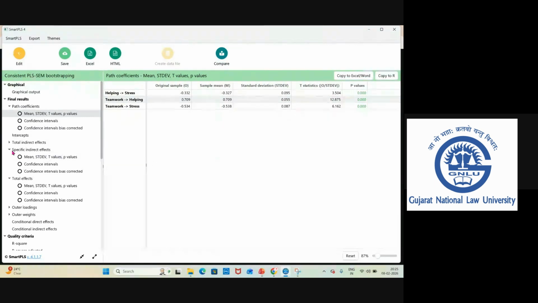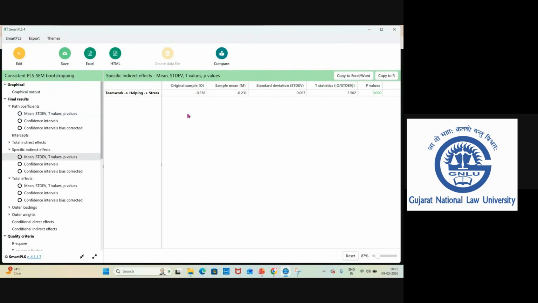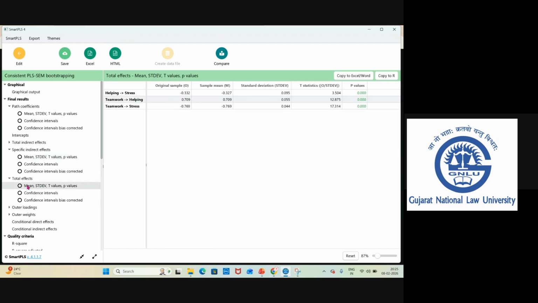Now come to the indirect effect. That is teamwork to helping behavior to stress. How much is it able to influence? Minus 0.3236. So this is again a significant result. Now come to the total effect. How are we getting the total effect here?